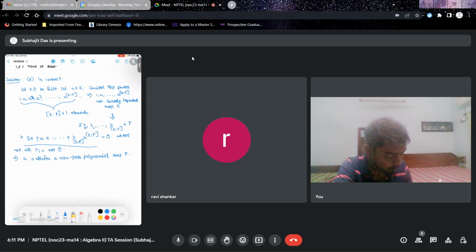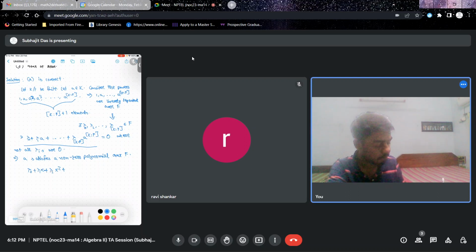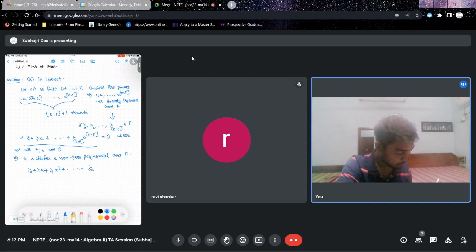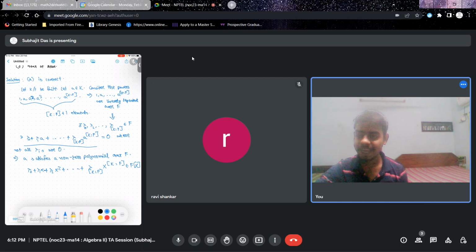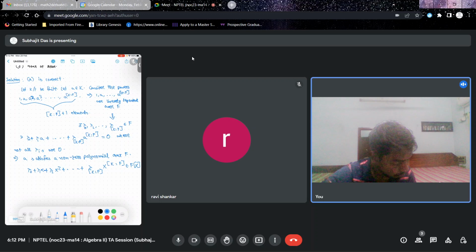Because what is a polynomial? The polynomial is lambda 0 plus lambda 1 x plus lambda 2 x squared plus dot dot plus lambda n, or rather lambda [K:F]. Think of [K:F] as some n. So lambda n x to the power n. This is your polynomial in F[x]. It's non-zero, and moreover a is a root of this polynomial, precisely because of the relation that we have here. So a satisfies this polynomial, which implies that a is algebraic over F.